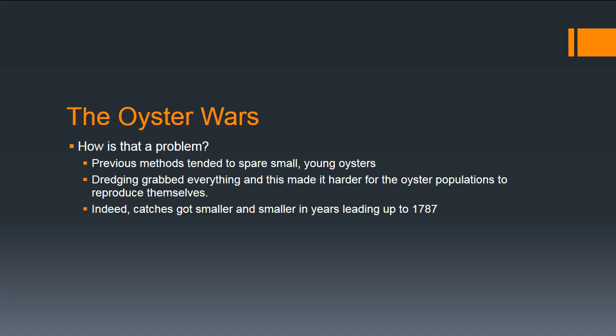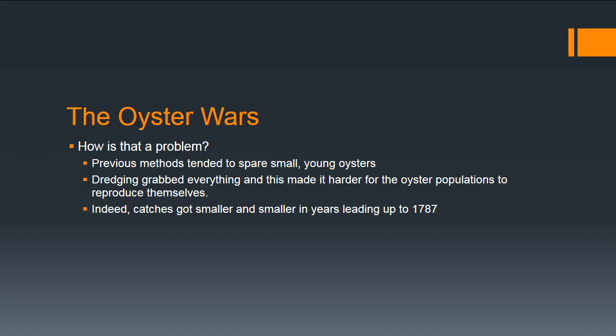Than old oysters. And the previous methods of harvesting oysters tended to spare small young oysters. The technology just wasn't developed enough to also get the young ones. But of course, if you kill all the young oysters, then that makes it much harder for the population to reproduce itself over time. And indeed, catches got smaller and smaller.